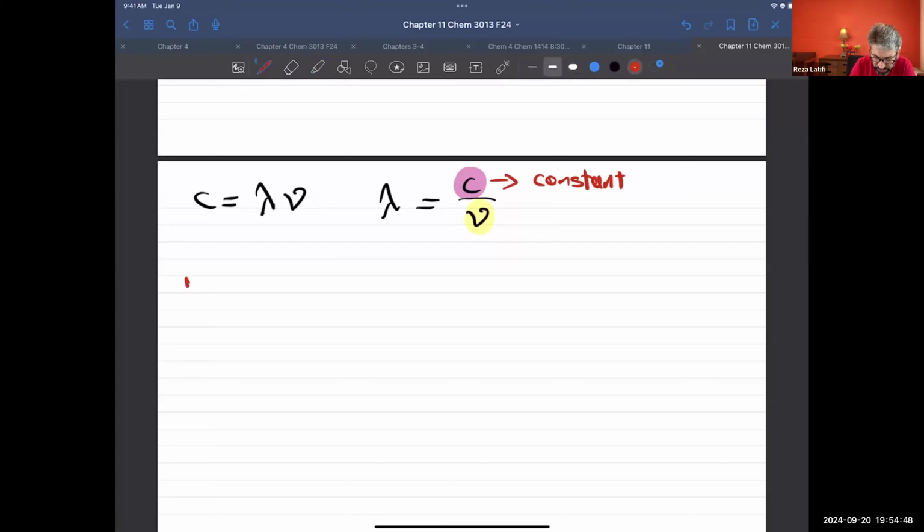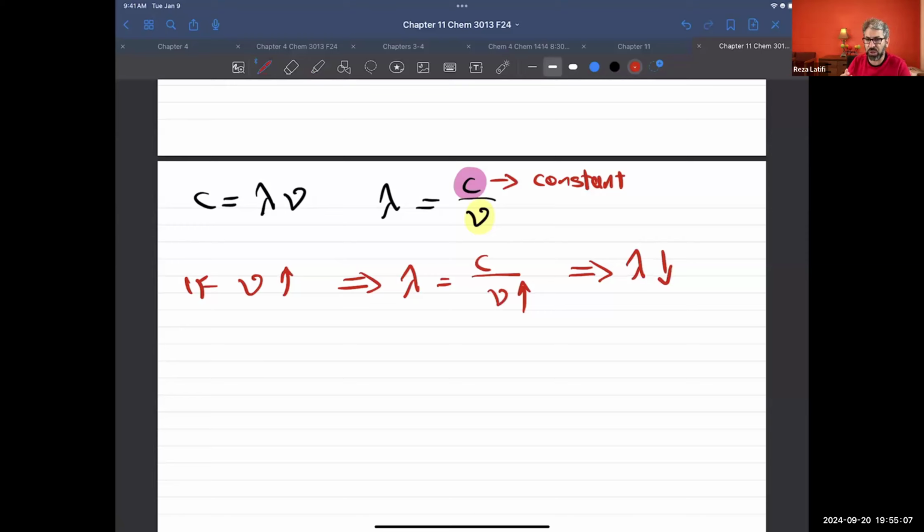Now I'm going to say, if frequency goes up, what will happen with lambda? You take c and divide it by frequency. Frequency went up, and because c is not changing, it will give you a smaller wavelength.